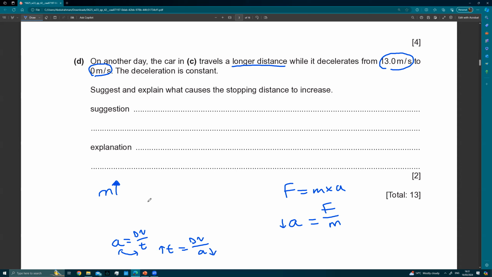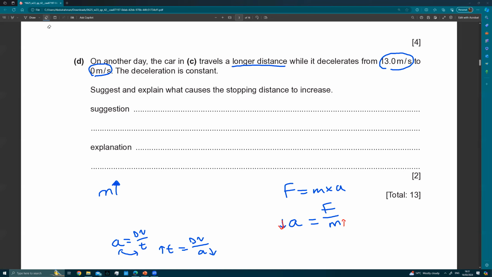And if it takes longer for the car to stop, you have a longer time, then we know that distance is speed multiplied by time. Well, if you have a longer time, then you're going to have a longer distance, right? So the car is going to travel a larger distance or have a larger stopping distance. So from this, what we can now say is if the mass of the car is larger, you're going to have a smaller acceleration, and therefore you're going to have a larger stopping distance. So that's the first thing.